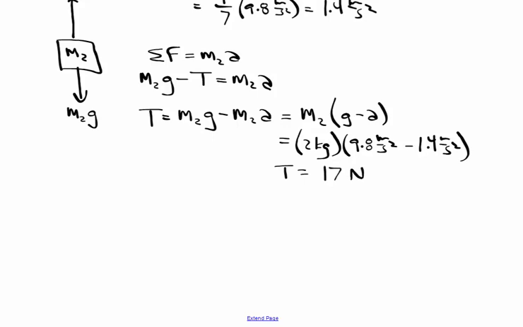Let's see if that makes sense. Okay, the weight of this box, m2g, is 2 times 9.8, which is 19.6 newtons. So we've got a weight of 19.6 newtons and a tension of 17 newtons. 19.6 is bigger than 17. This thing ought to accelerate downward, and certainly that's what it's doing.